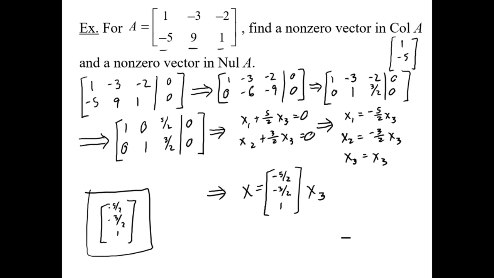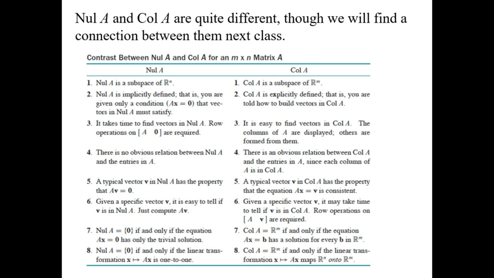Okay. These two vectors are quite different, though they are going to be connected, and we'll talk about that next class. But the null space, again, if A is an M by N matrix, we saw already the null space of A is in Rn, whereas the column space is in Rm. The null space is implicitly defined. That is, you're only given a condition AX equals 0 that vectors in null A must satisfy. This just means you can't just look at it and know what the answer is. You actually have to go through and do the work.